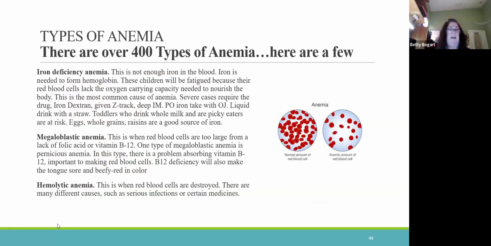Types of anemia: iron deficient, not enough iron in the body. How do we treat it? Diet. And if we don't have diet, we're going to give some medication, some iron. Know that there is an IM one called iron dextran, and it's a deep Z-track because it burns and it stains. Know how to give liquid iron to a young child.